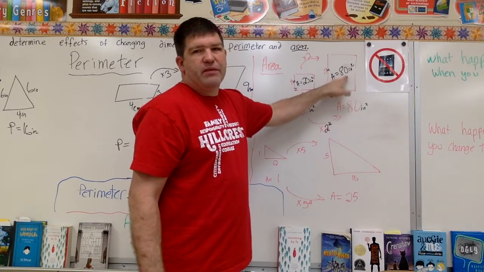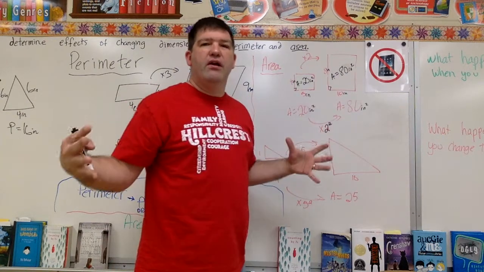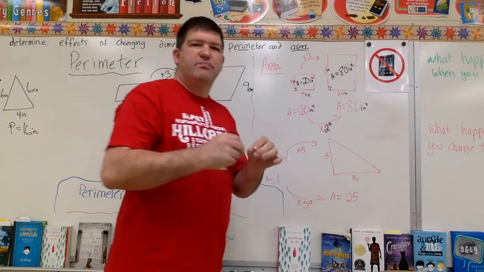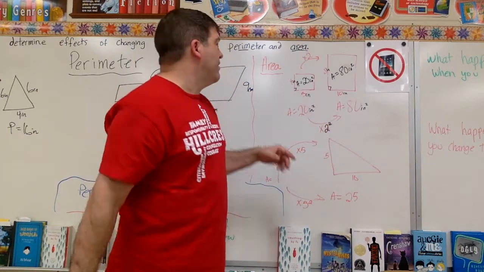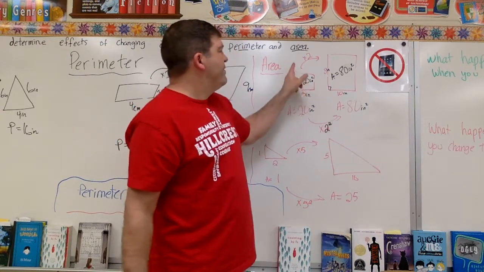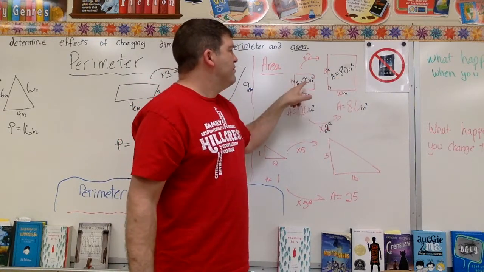It doesn't work the same way. It's different. You're making more area. Okay, you're not just expanding the lengths of the sides, but you're making more area. Okay, so 20 times 2 would be 40.